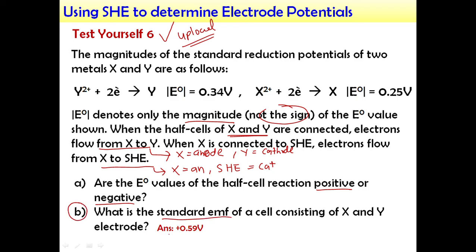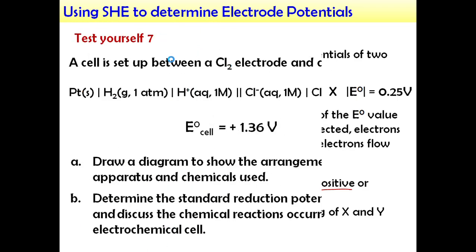Okay, so after that, baru you boleh buat B untuk kira standard EMF. Apa standard EMF ini? Maksudnya standard cell voltage, standard cell potential. So actually awak nak kena kira E0 cell value. So gunalah formula tadi, E0 cathode tolak E0 anode. Okay? So hopefully boleh try buat soalan ni. Ni pun ada jawapan. Yang terakhir adalah test yourself 7.